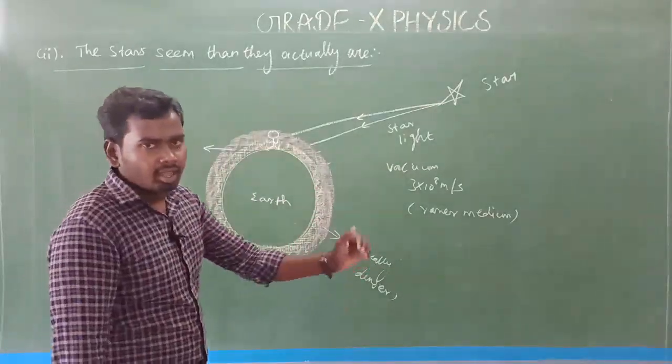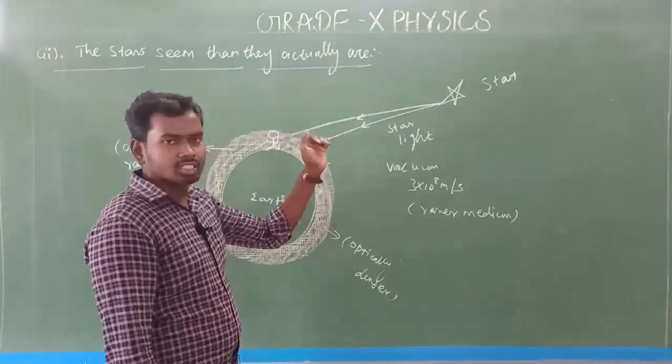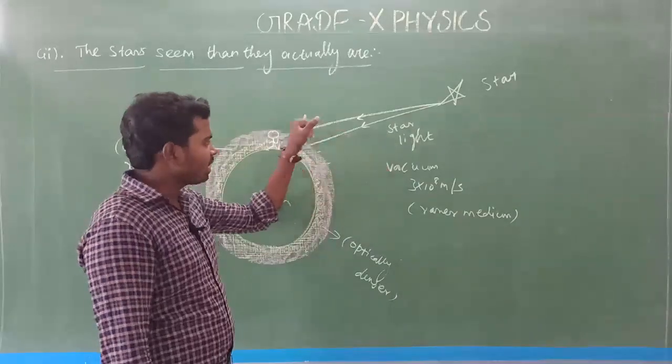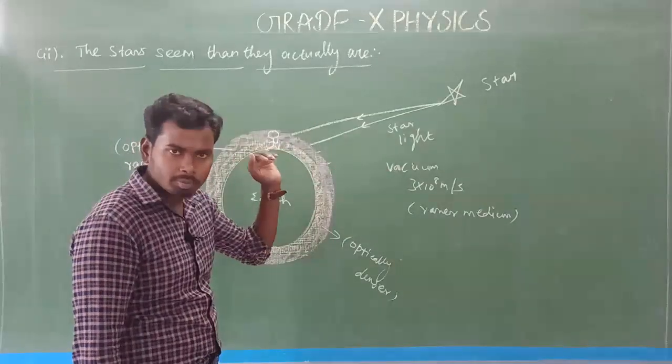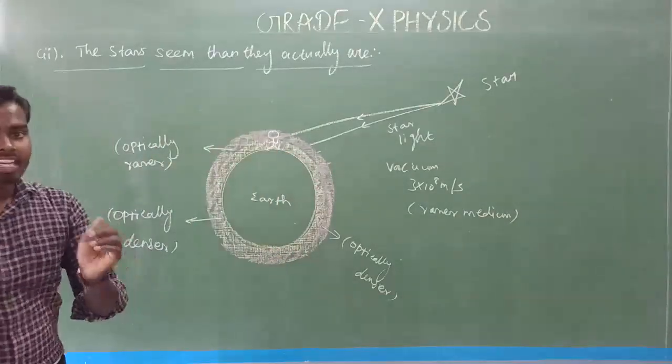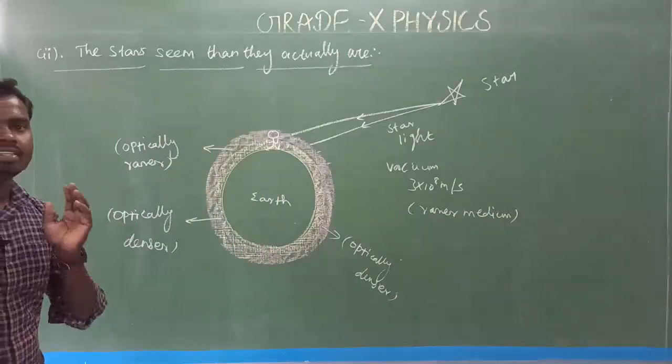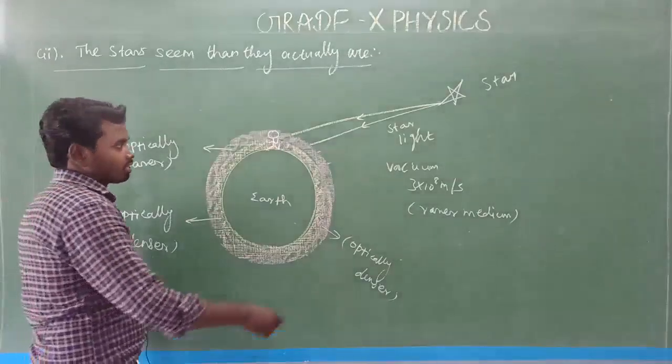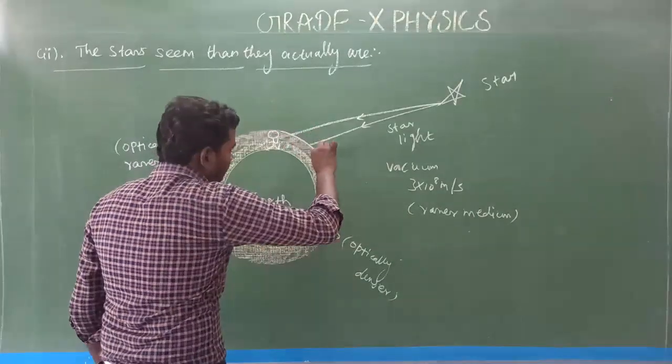So when the starlight enters from an optically rare medium to a denser medium, which means here the atmosphere, what will happen? The speed will decrease. Am I right? Light speed will decrease. That is the concept. So this is the Earth's atmosphere.